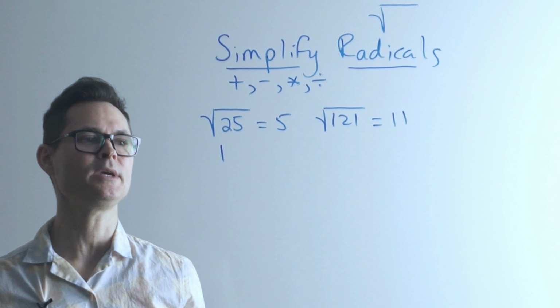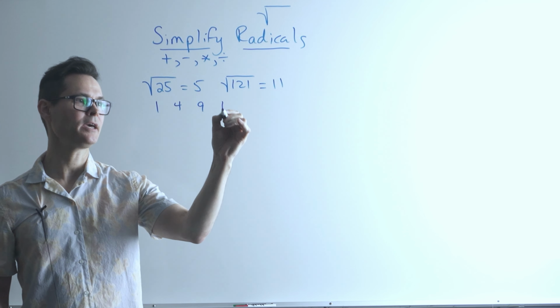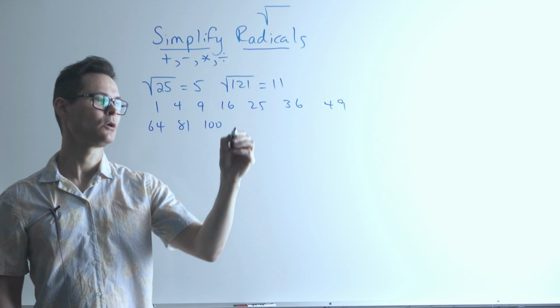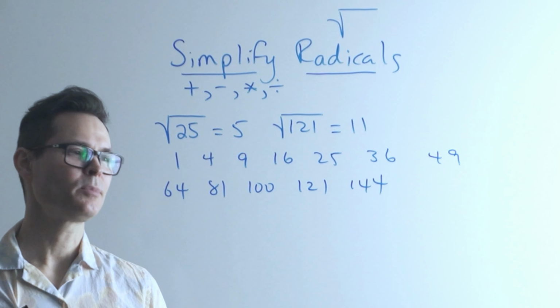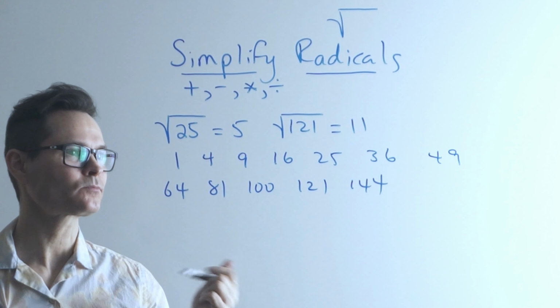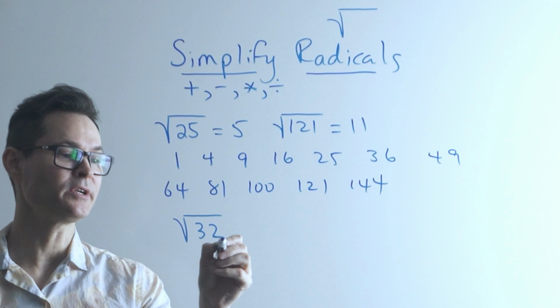All right, and this gets to the idea that some square roots don't require any work at all. It's good when you're simplifying to know what your perfect squares are. So 1, 4, 9, 16, 25, 36, let's even keep going, 49, 64, 81, 100, 121, and 144. It's important to know your first 12 perfect squares. So let's take a look here. What's the square root of 32?